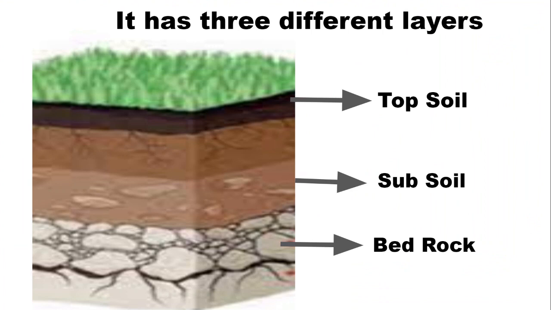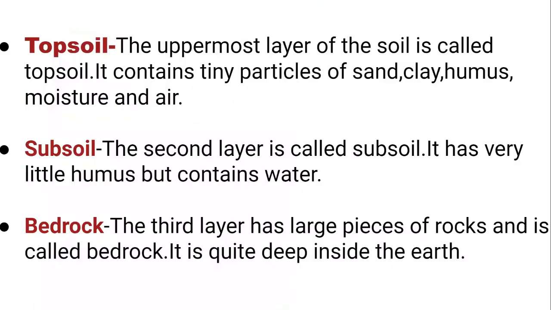Children, now let us discuss in detail about each layer. First of all, let us talk about the topsoil. This is the uppermost layer of the soil, and it contains tiny particles of sand, clay, humus, moisture, and air. Children, humus makes the soil fertile, and plants get essential nutrients from this layer. So, the topsoil is the most fertile layer.